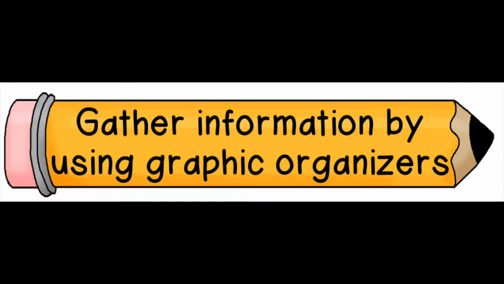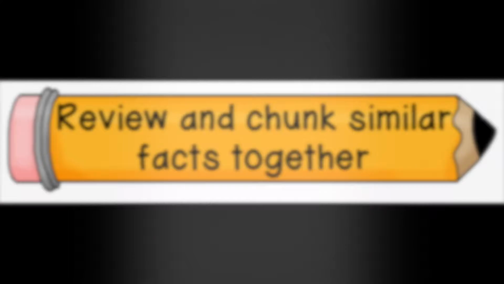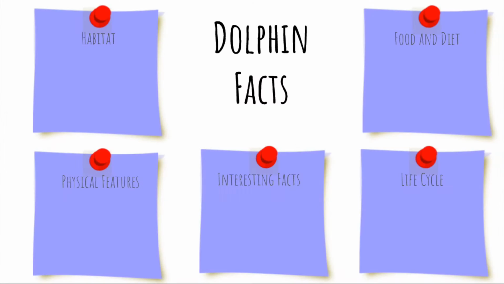The best way to brainstorm is by gathering information using a graphic organizer, just like this one. After that, we review and we chunk similar facts together. I like to use this graphic organizer.